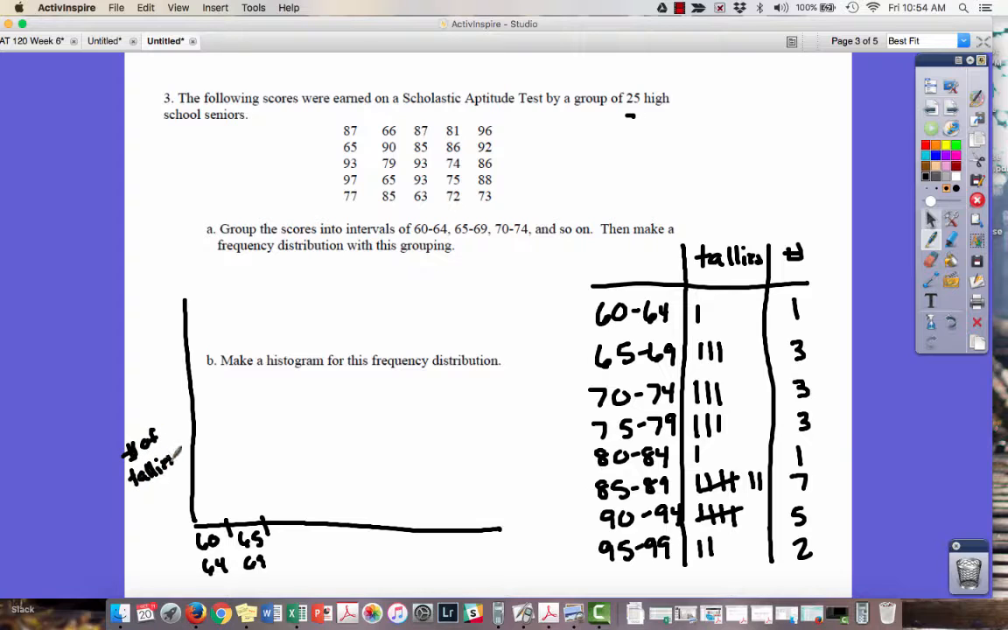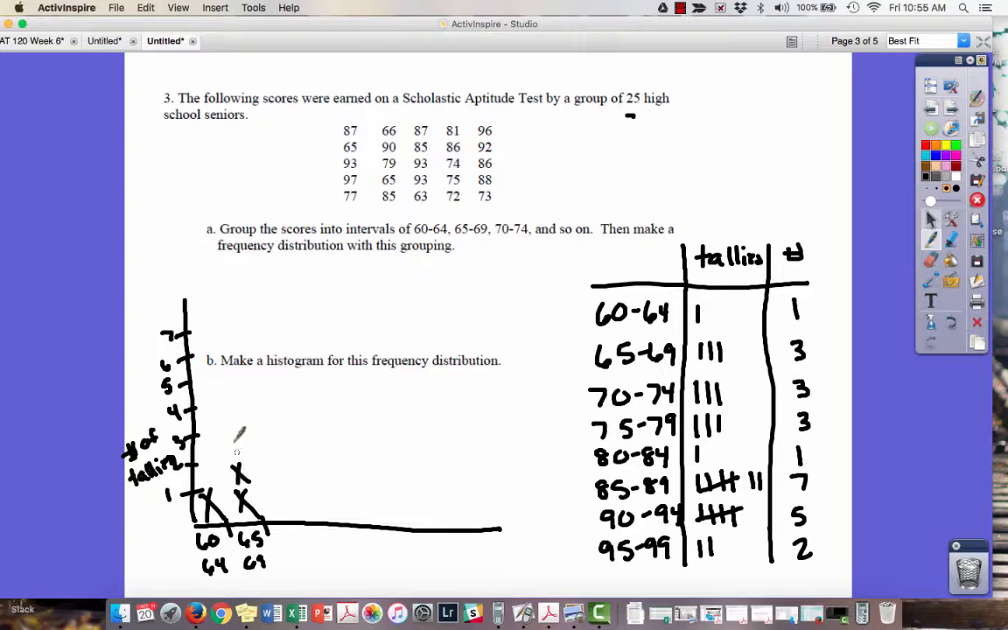Or you could write frequency. It's really up to you. And then, because you're only going up to 7, I would make each one. So you'd have 1, 2, 3, 4. And then, so for instance, for 60 to 64, there's only 1 tally. So I would just do like that. For 65, there's 3 tallies.